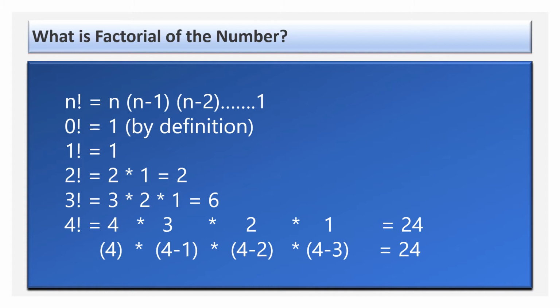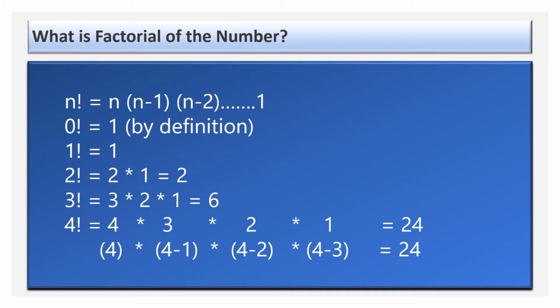What will be the answer of 4 minus 3? It's 1, so it has stopped there. And the calculation of 4 into 3 into 2 into 1 is equal to 24. So the factorial of 4 is nothing but 24. This is how we can calculate the factorial.